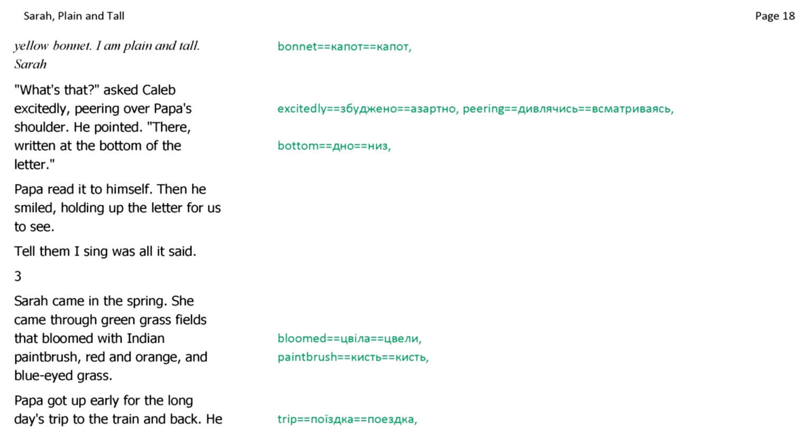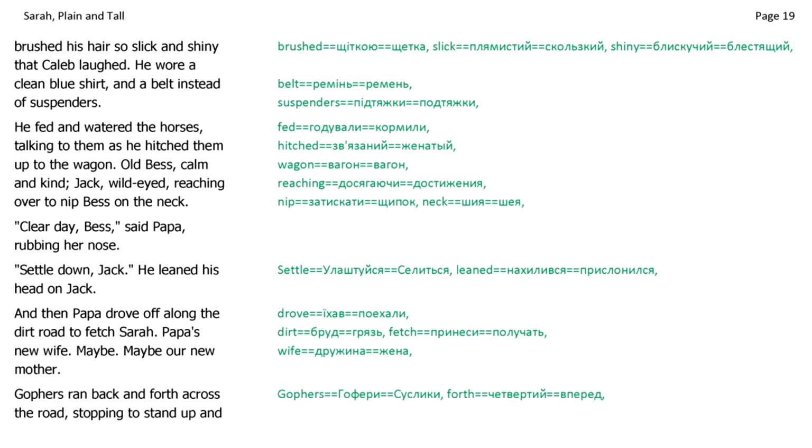Papa got up early for the long day's trip to the train and back. He brushed his hair so slick and shiny that Caleb laughed. He wore a clean blue shirt and a belt instead of suspenders.